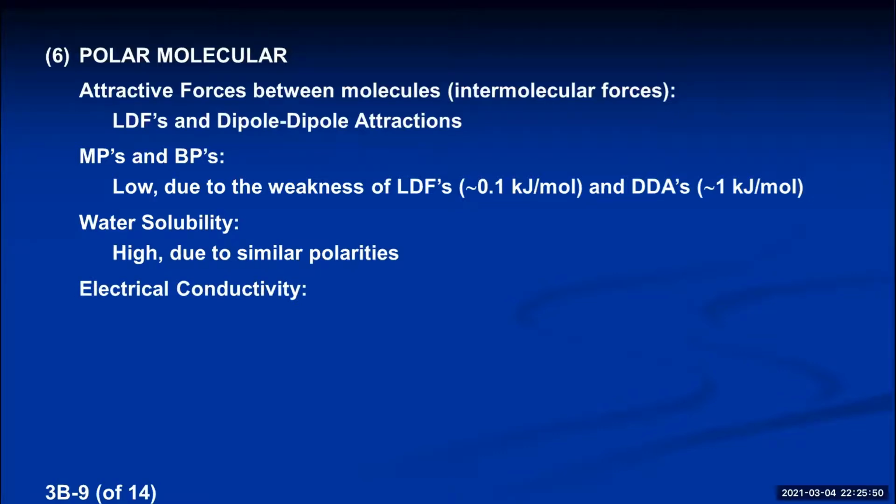In terms of electrical conductivity, a polar molecule might have a positive end and a negative end to it, but in the final analysis, a polar molecule is just a neutral molecule. There are no charged particles that exist, just neutral molecules. So with no mobile charged particles, then polar molecules would not be conductive. Okay?